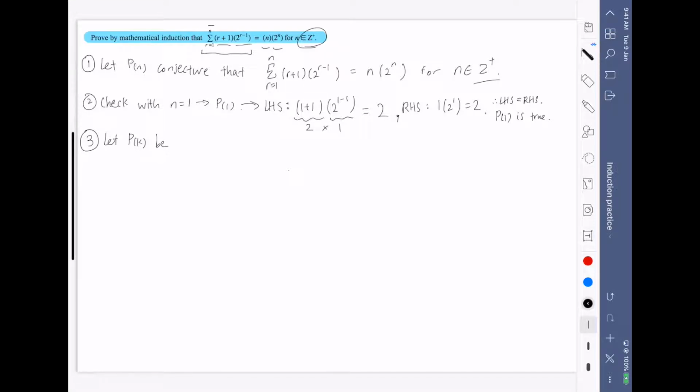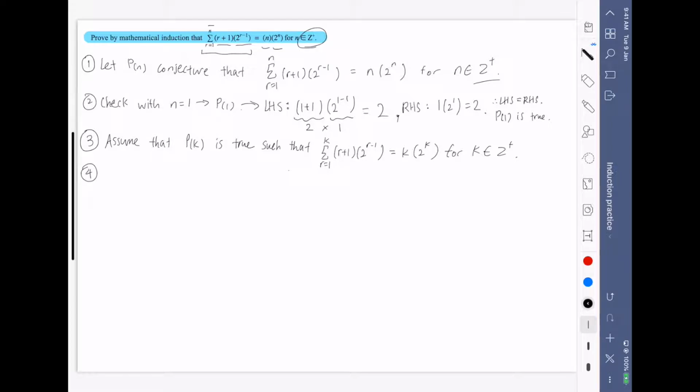Next, we move on to step 3, where we say let P of k, oh no, not let. As I said, this is a common mistake made by many people, so don't write it, okay? So assume that P of k is true, such that we replace n with k in the original expression, so it becomes the sum from r equals 1 to k of (r plus 1) times 2 to the power of (r minus 1) equals k times 2 to the power of k, for k being a part of the positive integers.